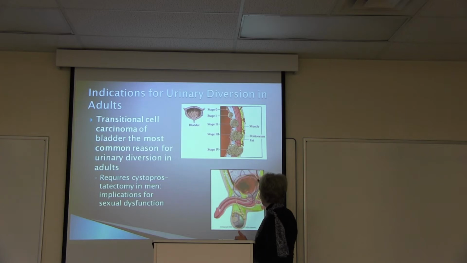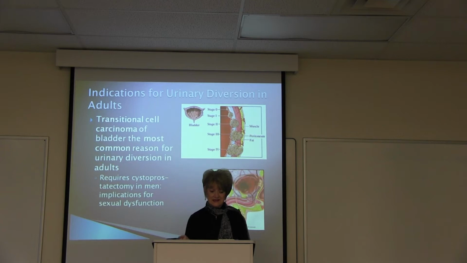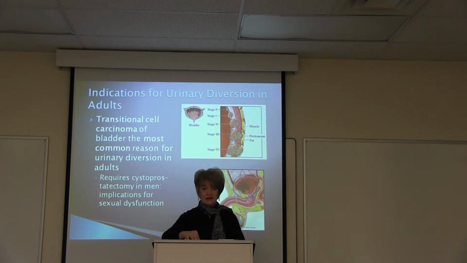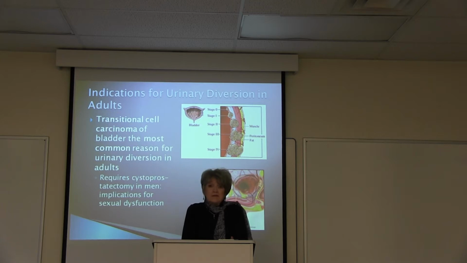So at this point in time, curative resection for bladder cancer in men involves removal of the bladder, the proximal urethra, and the prostate gland, and is known as cystoprostatectomy. Now, as you see on the slide and on your handout, that has major implications for sexual dysfunction.